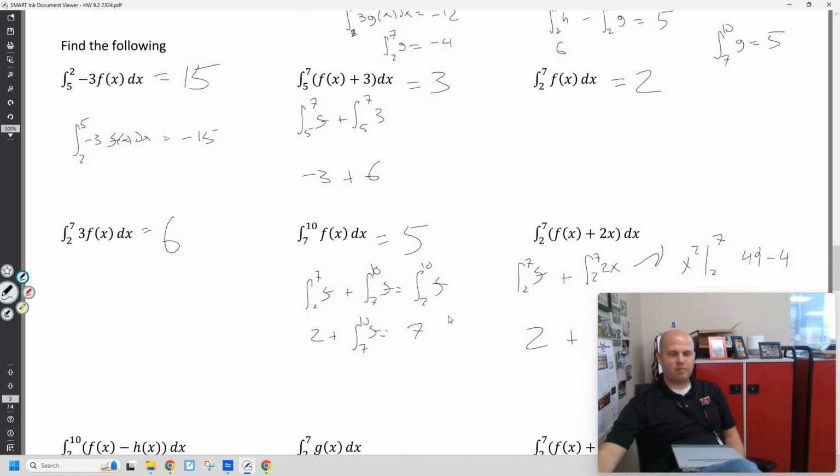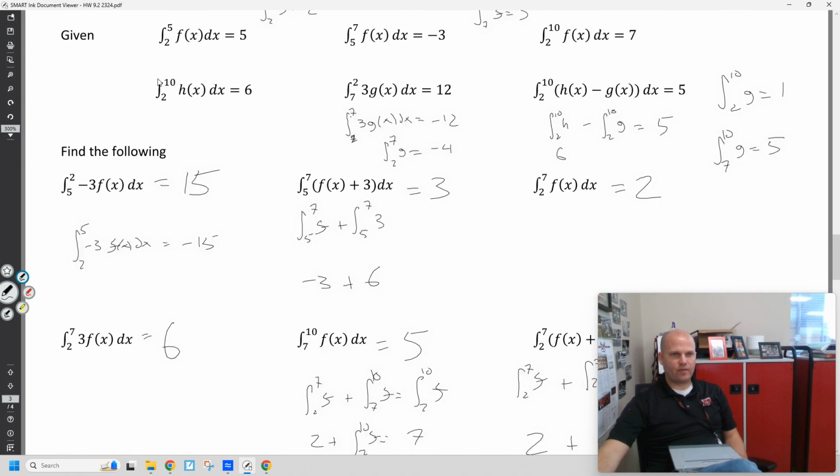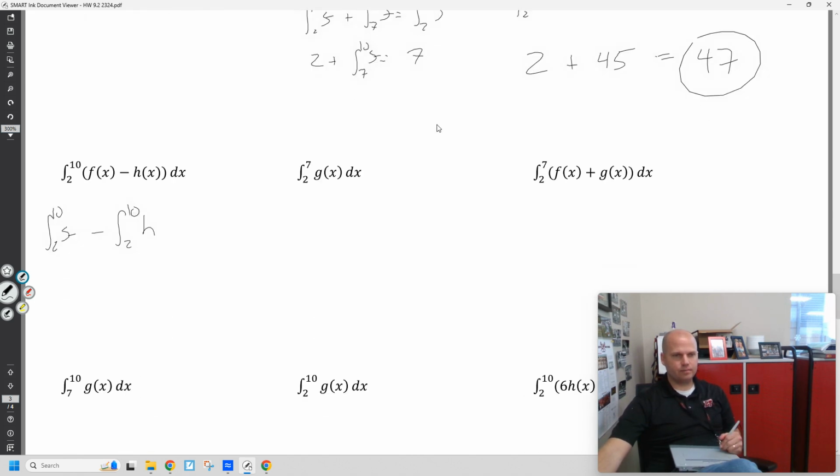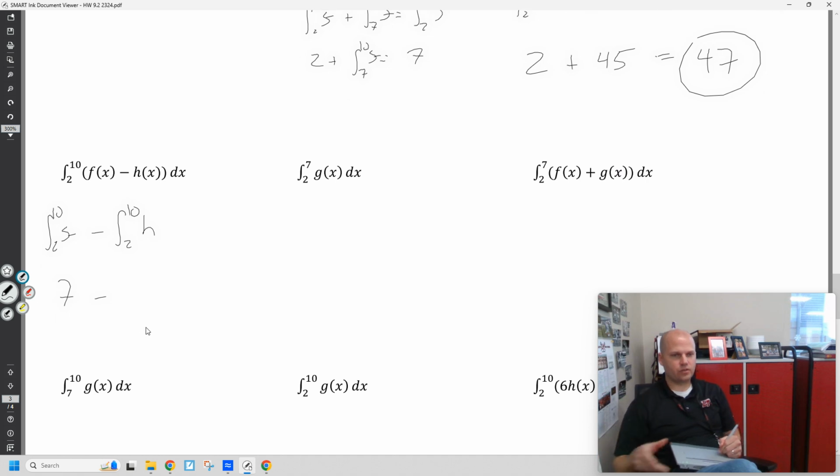2 to 10 of f minus h. All right, well, it's beneficial geometrically, and sometimes just with any integral. If you have a sum, just split them up. Okay, 2 to 10 of f I got is 7. 2 to 10 of h I have a 6, so this answer is 1.